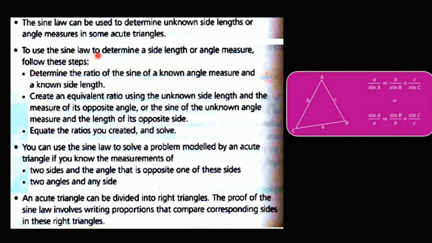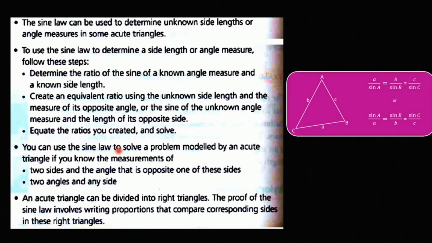To use the sine law to determine side length or angle measures, follow these steps. Determine the ratio of the sine of a known angle measure and the known side length, right? So we know the sine of the known angle measure and the known length. Create an equivalent ratio using unknown side length and the sine of its opposite angle, or the sine of the unknown angle measure and the length of its opposite side. Equate the ratios you create and solve.